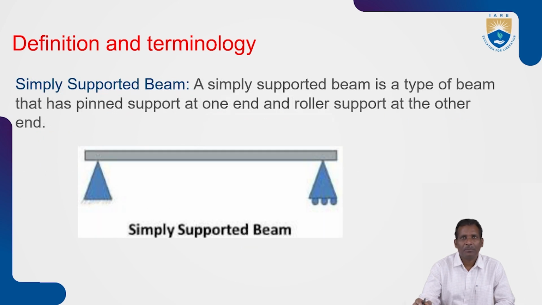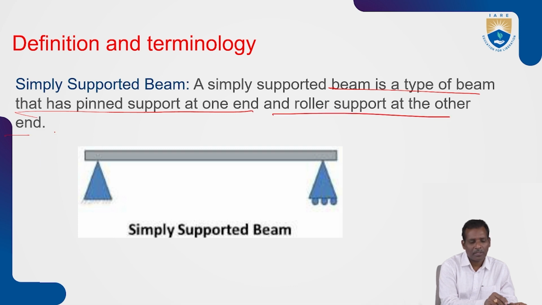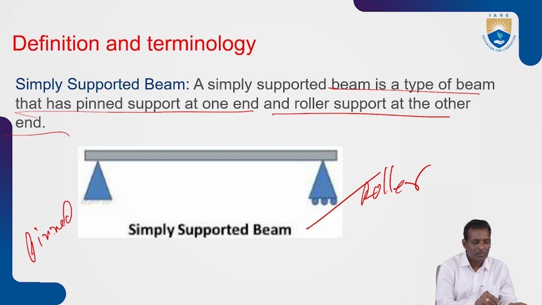So I will show you the diagram. See, a simply supported beam is a type of beam that has pinned support at one end and roller support at the other end. This is the roller support. This is the pinned support.